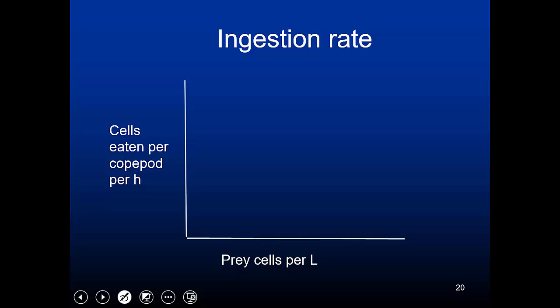So again, just like many other things that we've seen already, the grazing rate, expressed here as cells eaten per copepod per hour, increases roughly linearly as we add more and more prey, phytoplankton, to the bottle. But at some point it's going to max out. I hope that's pretty intuitive, that many processes would follow this type of curve. So more prey, faster rates, until it maxes out.